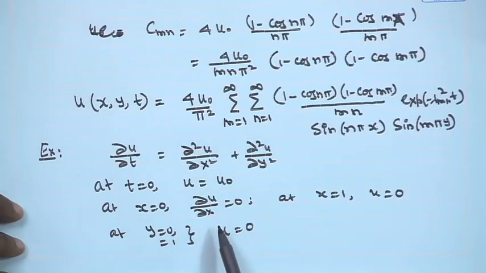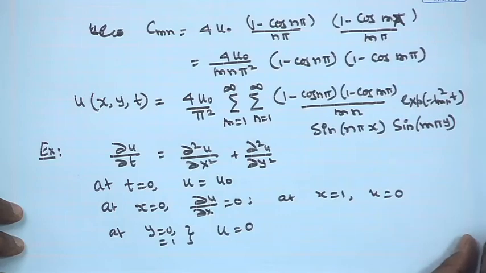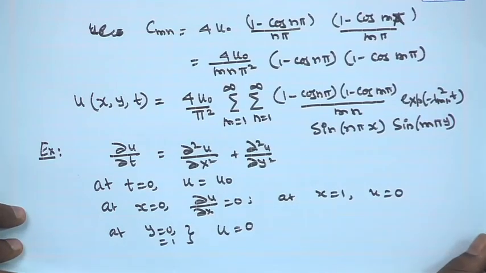So, we are having a Neumann boundary condition at x is equal to 0, and everywhere else it is a Dirichlet boundary condition, and that is homogeneous. So, now let us look into the solution of this problem. Again, we will be attempting a separation of variable type of solution.